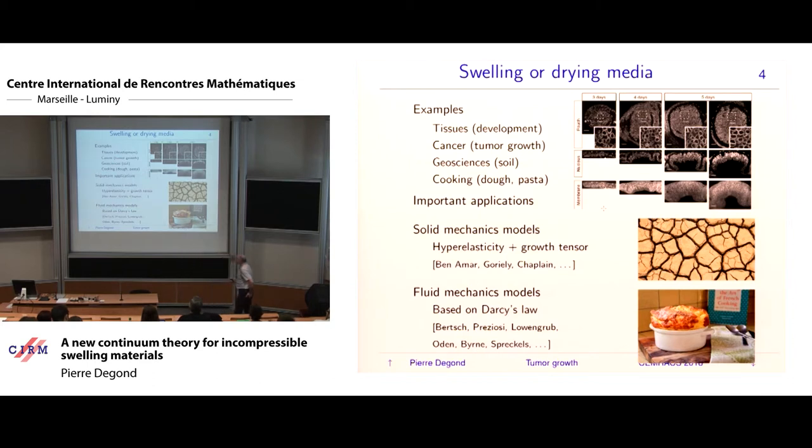Right, so people have been interested in these kinds of things for a long time, and I base this on two kinds of models, which turn out to be somehow not very different, in the sense that what's really interesting is the steady state. When you have viscosity at steady state, it's not really very important. But anyhow, you have solid mechanics models relying on hyperelasticity plus a modeling of the growth through a growth tensor, because the growth can be anisotropic.